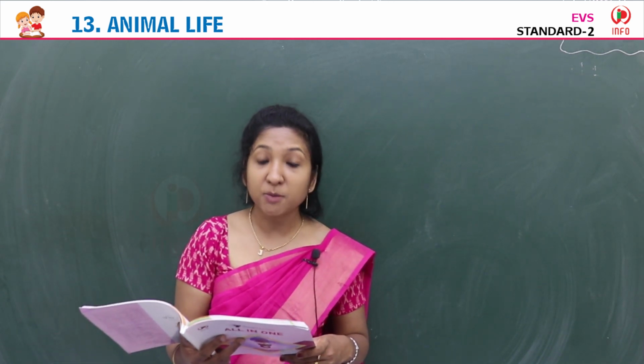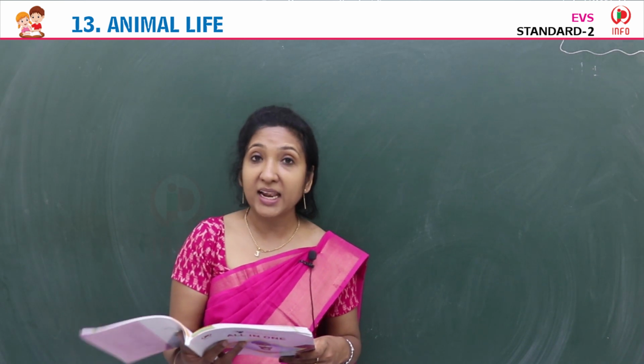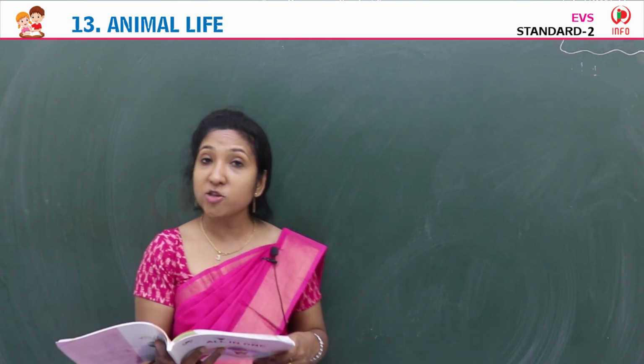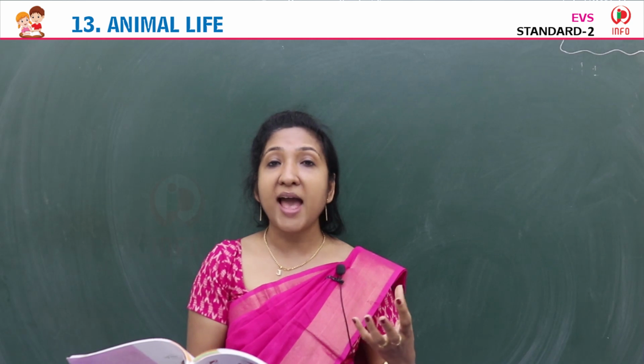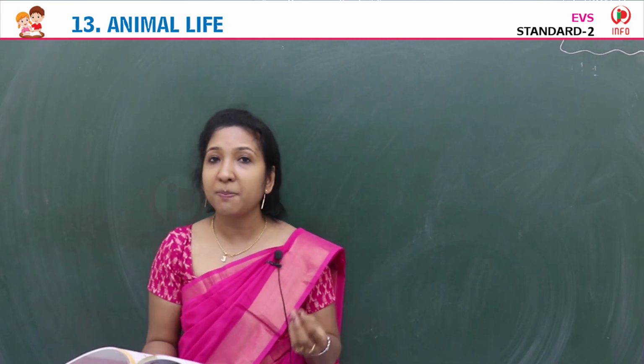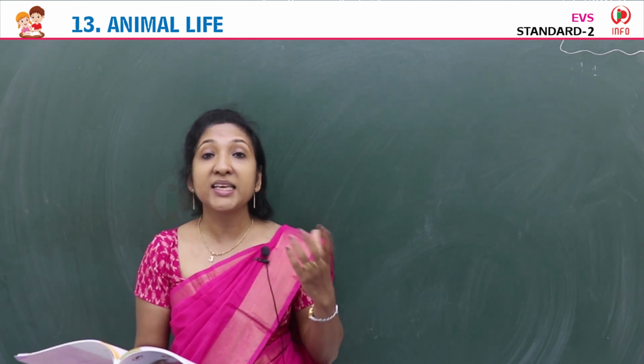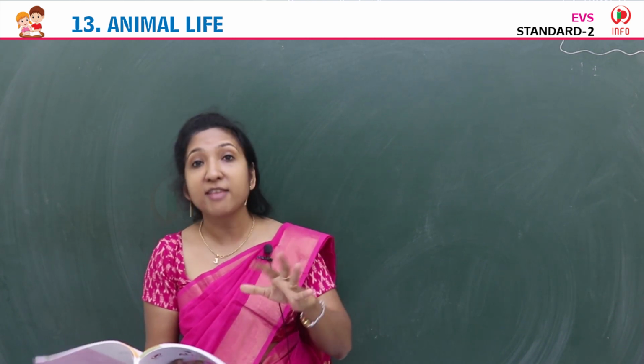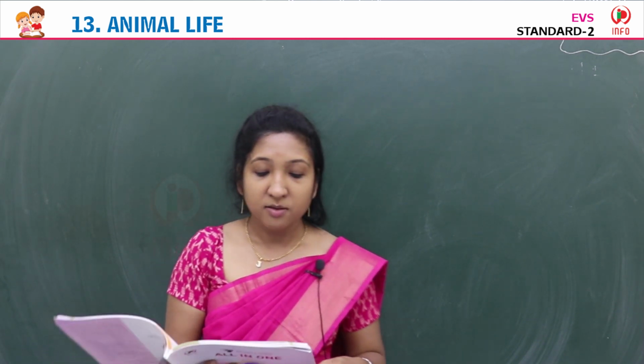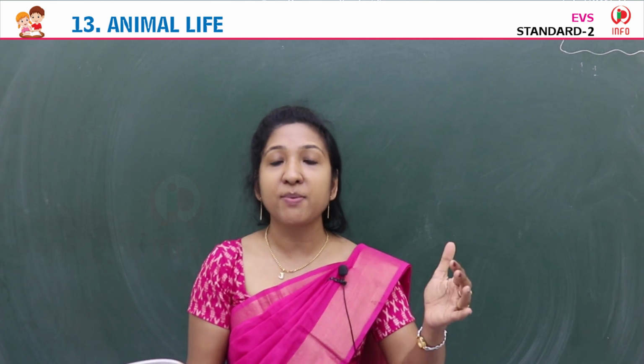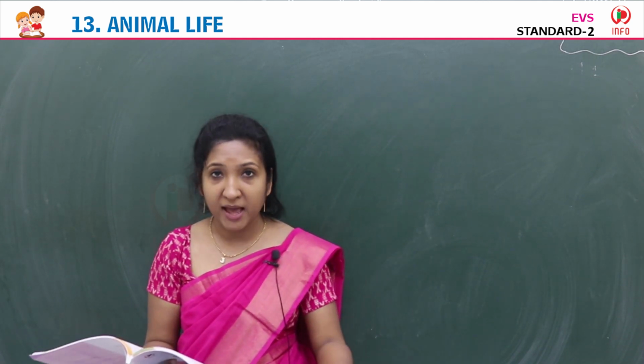Some animals eat plants and some animals kill other animals and eat the flesh. So what is the food of the animals? Some animals eat only plants, but some animals kill other animals and eat their flesh. So different animals have different food habits.